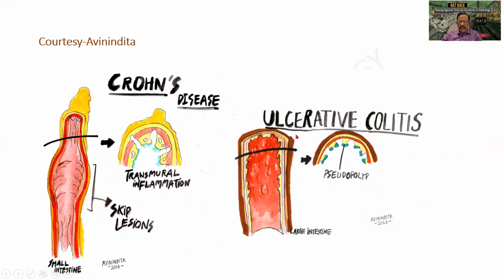Whereas in the case of ulcerative colitis, it is more continuous. In this case, this is a lesion, this is a normal mucosa, the lesion, and then the normal mucosa. Here it is continuous. And it is not transmural, it is superficial. There can be the mucosal tags called the pseudopolyps. This is a very nice rough sketch for us to register.